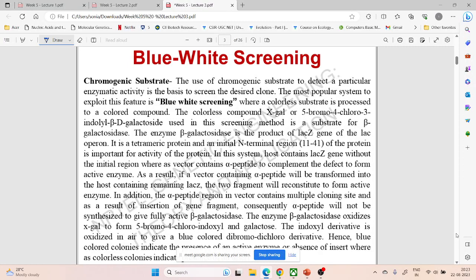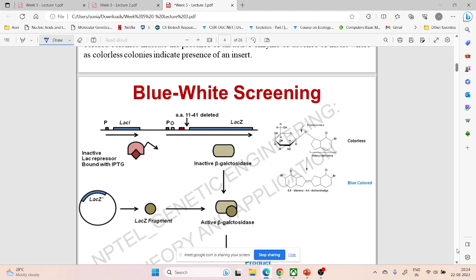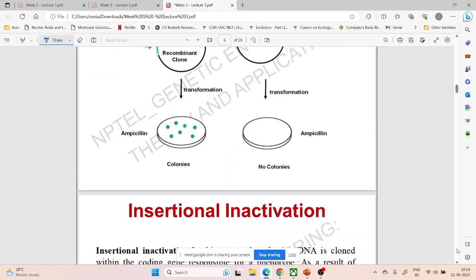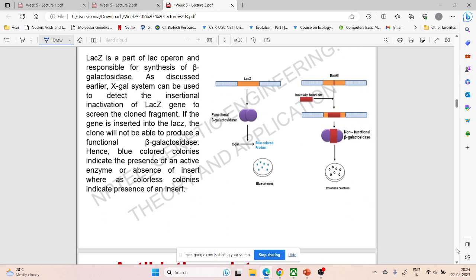This is blue white screening. This is the basic in lecture 3. So in lecture 3, this is the general principle of how blue white screening is done, and then how blue white screening is used for screening is your insertional inactivation.